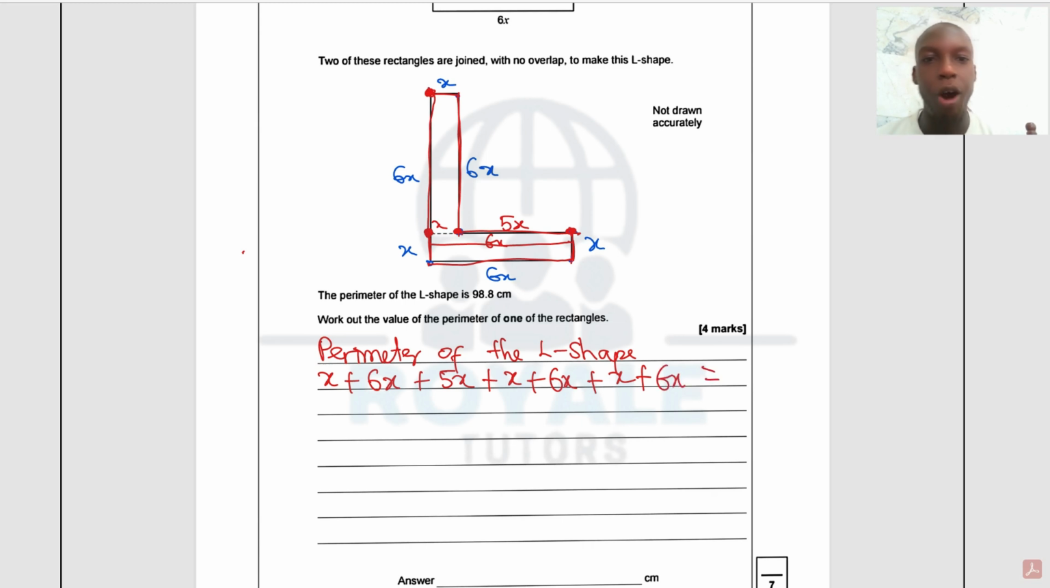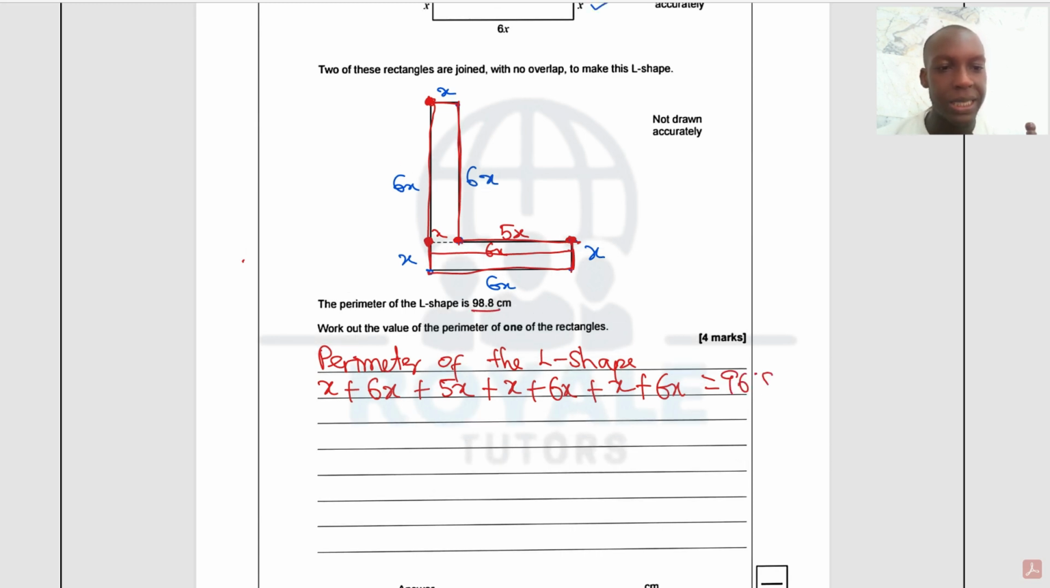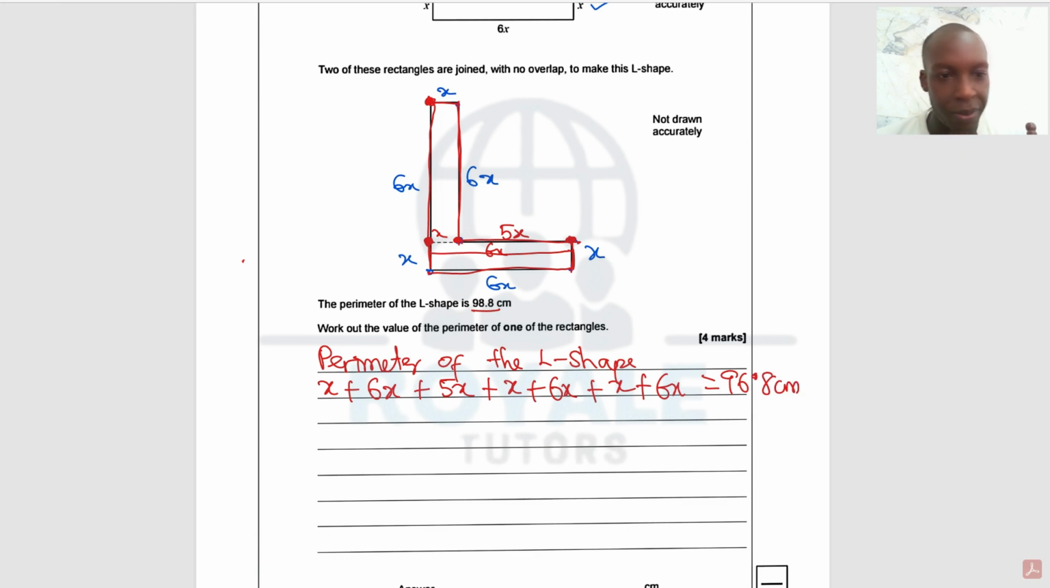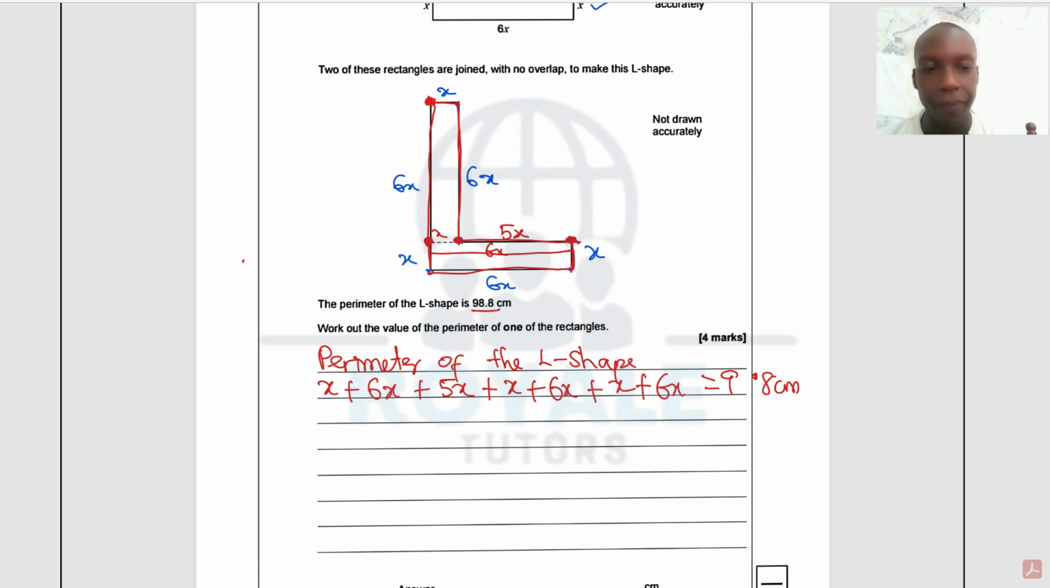So by the time I add all of these things together, the question says that the perimeter of the L shape is 96.8 centimeters. 98.8, sorry about that. That's supposed to be 98.8. All right, 98.8. So what do we do at this junction? I'm going to add everything together.